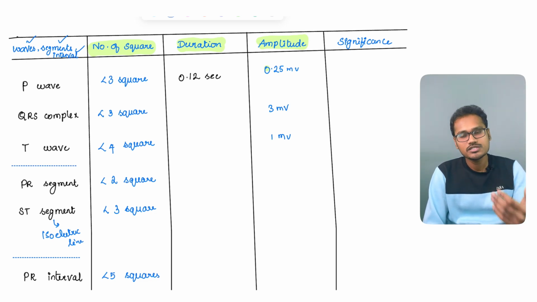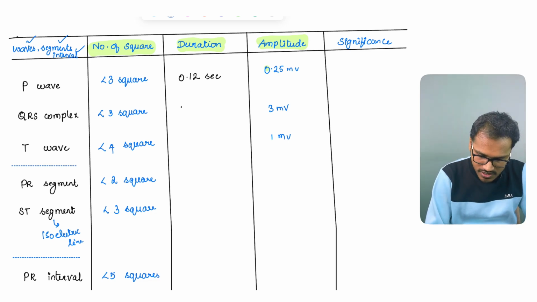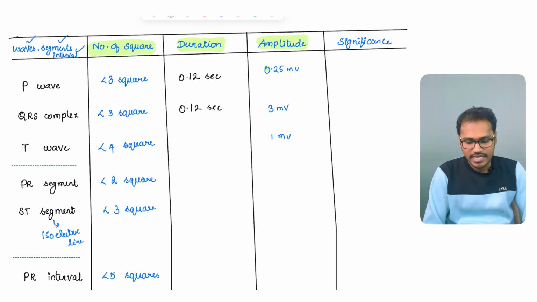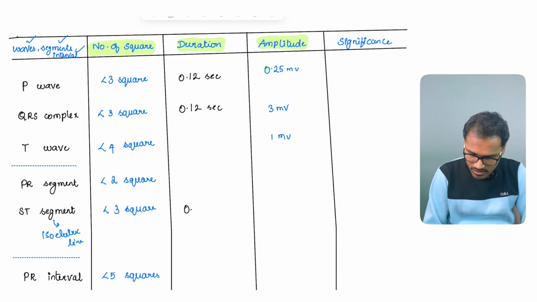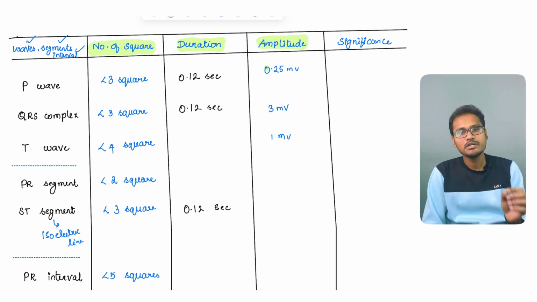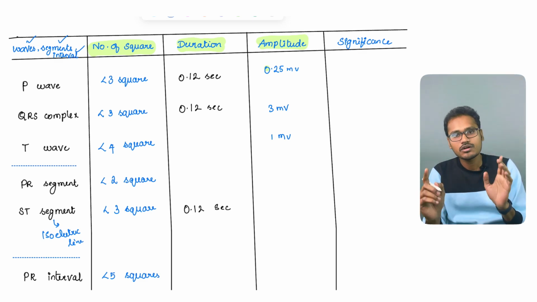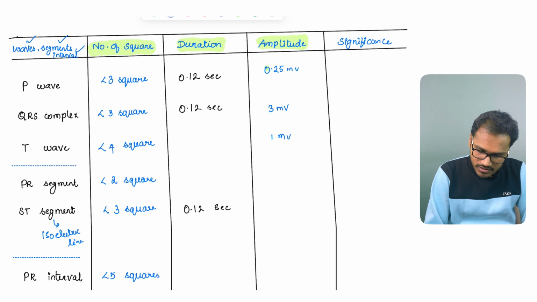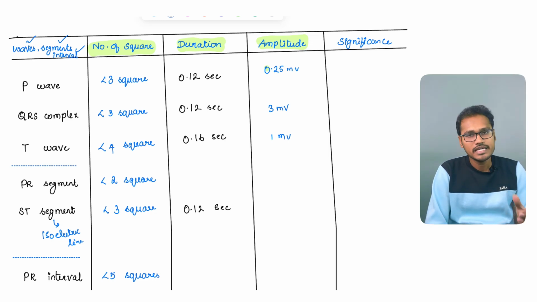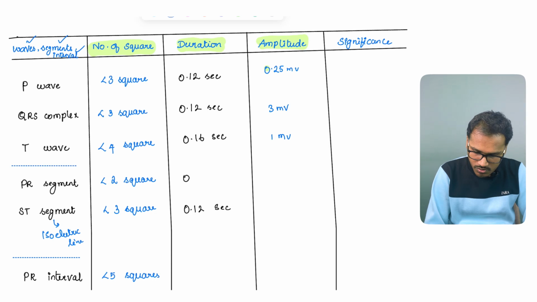Then the QRS complex is also the same, 3 squares, so again it is 0.12 seconds. Is there any 3 squares in this box? We can see the ST segment. So the ST segment is also again 0.12 seconds. Now coming to the T wave, it is usually spread across time. So the T wave is 0.16 seconds, less than that. The PR segment is very short. So it is 0.08 seconds, occupying 2 squares.